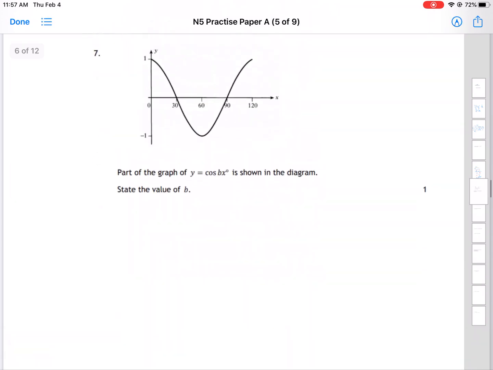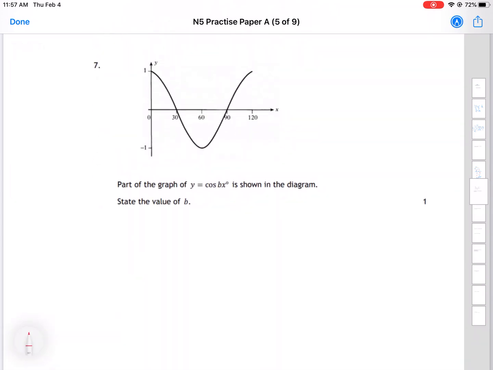Next, we have got to identify this graph. So we're told here that part of the graph y equals cos bx is shown in the diagram. So we know it has to be cos, and we've got to work out the value of b. Now b tells us how many times the graph appears in 360.